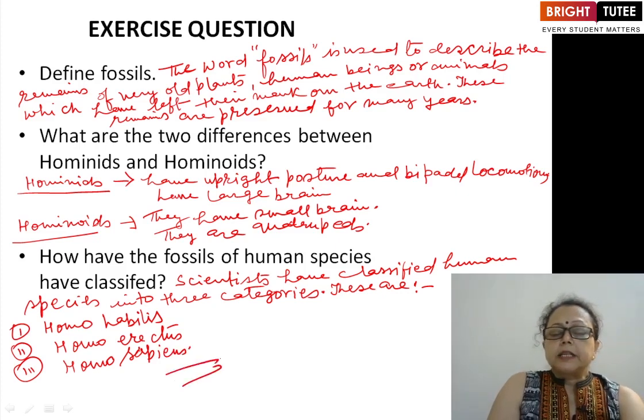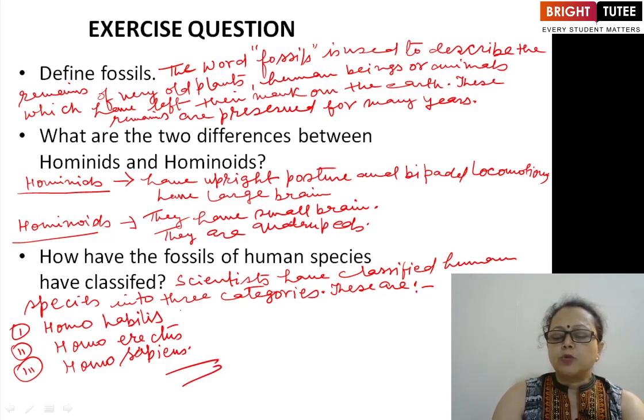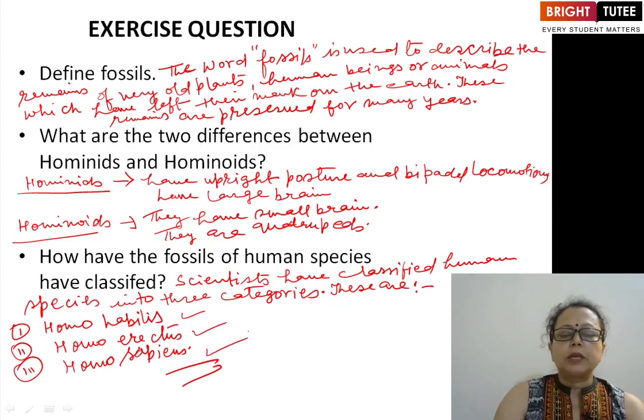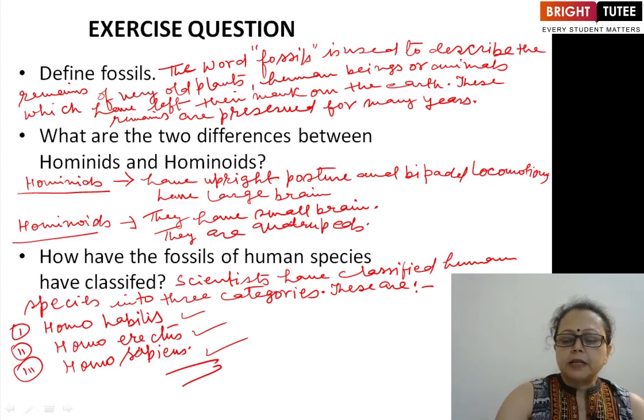So these are the three categories under which the human species are categorized. Number one is Homo habilis, second is Homo erectus, third is Homo sapiens. So this is the categorization of the human species done by scientists.